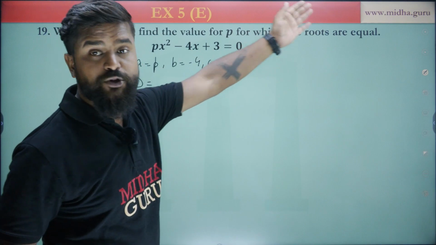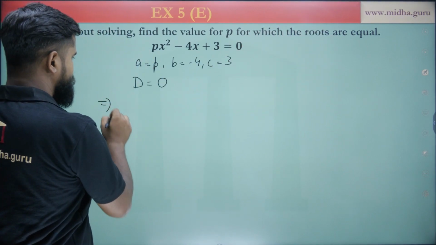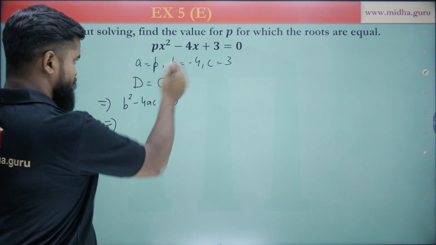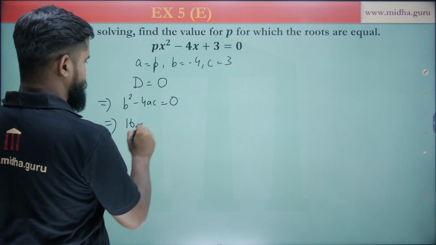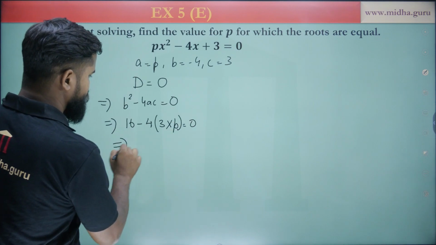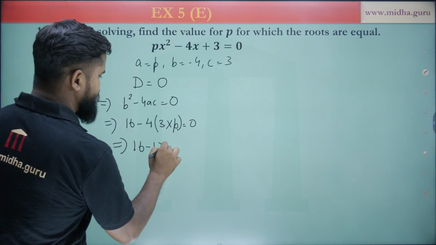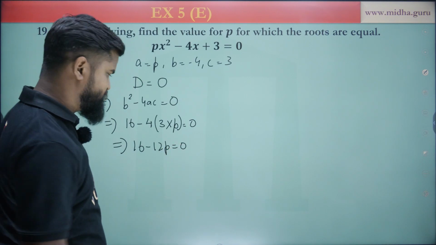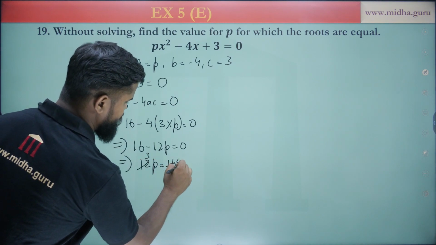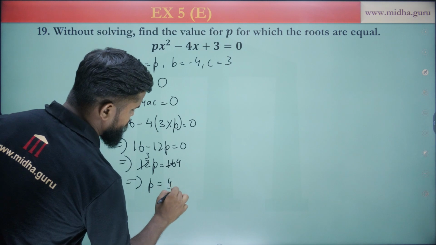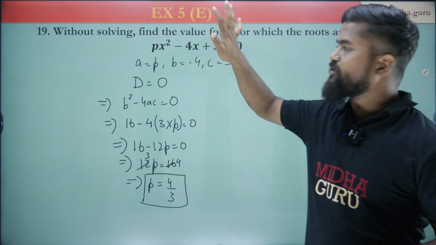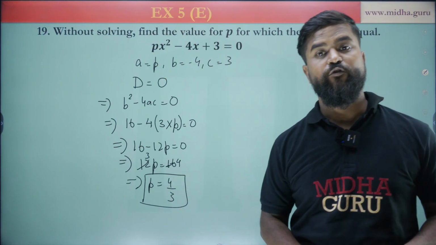According to the question, if the roots are supposed to be equal, the discriminant must be equal to 0. Which means b square minus 4ac must be equal to 0. Now b is minus 4, so b squared will be 16. 4 into ac is equal to 0. So we have 16 minus 12p is equal to 0. So we take 12p to the other side, we get 12p is equal to 16. We cut it off by 4 on both sides, we get p is equal to 4 by 3. So the value of p for this particular equation to have equal roots will be 4 by 3.